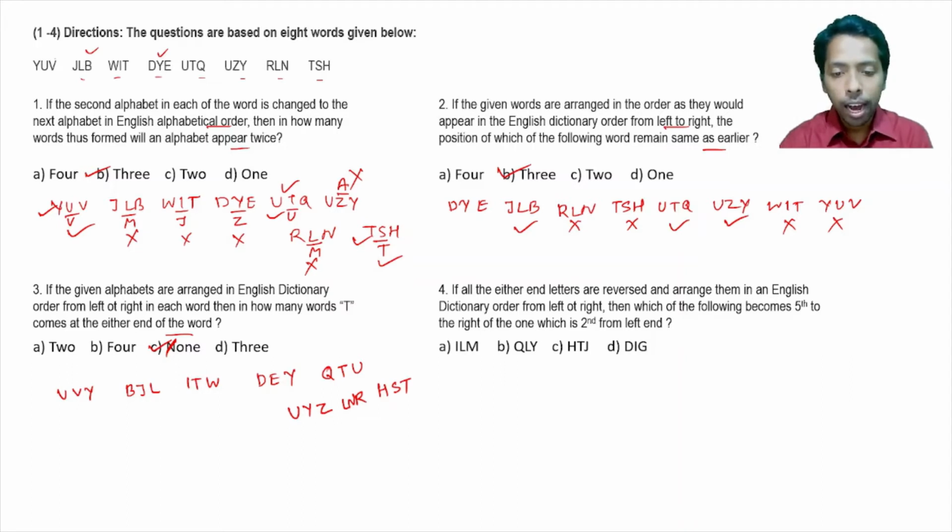If all the either end letters are reversed and arranged in English dictionary order from left to right. So just reverse these letters in each of these words, that is Y and V's position would be reversed, J and B's position would be reversed, W and T's position would be reversed, D and E similarly, U and Q here, U and Y, and R and N becomes N and R, and T and H becomes H and T, but the position of S remains the same. That means I am talking about the middle letter position, the middle alphabet position would be the same.